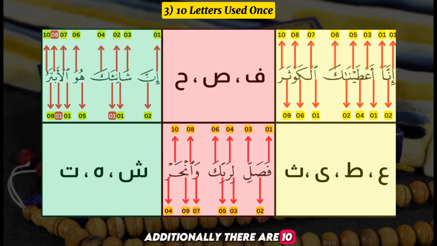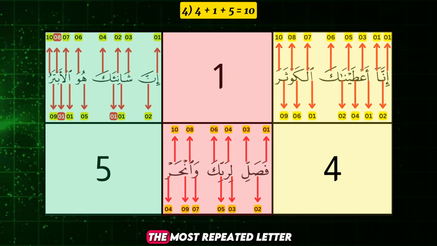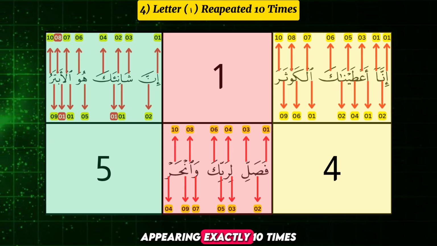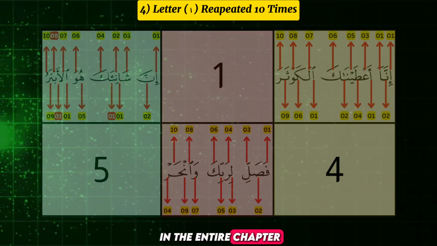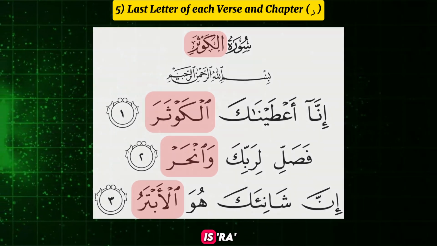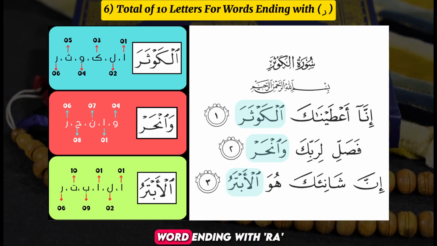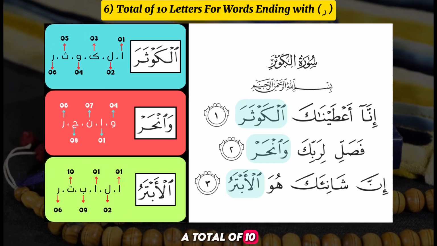Additionally, there are 10 letters in the chapter that are used only once throughout. The letter Aleph is the most repeated letter, appearing exactly 10 times in the entire chapter. Furthermore, the last letter of each verse in the chapter itself is Ra, which is the 10th letter in the Arabic alphabet. To form the last word ending with Ra, a total of 10 letters are used.